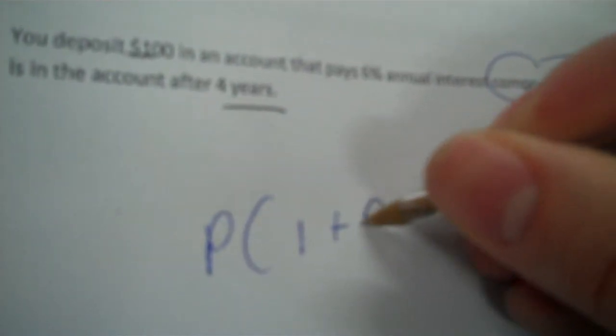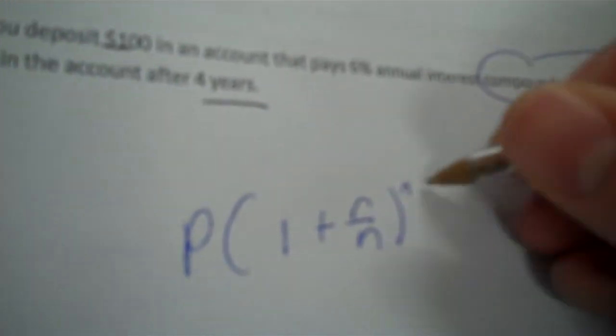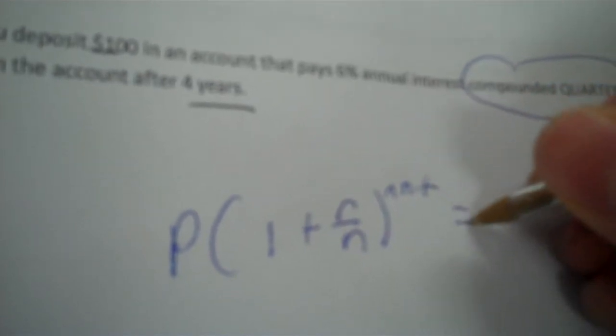Okay, next one. You deposit $100 in an account that pays 6% annual interest compounded quarterly. Okay, there's that word compounded. Find how much is in the account after 4 years. So P times 1 plus R divided by N to the power of N times T equals A. So P, what does P mean? It's the initial balance, $100.